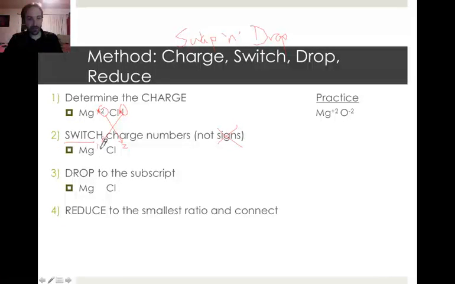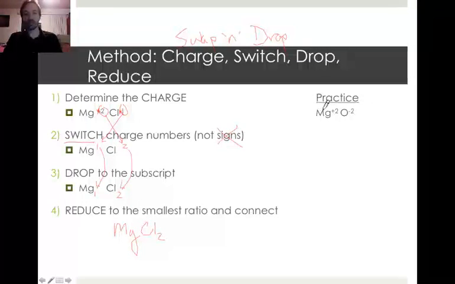Then I drop them down so that they become subscripts, and then I simply put them together. So it'll be magnesium. I don't need to actually write the 1. Remember, as long as I write the symbol, that tells me I have at least one of them. But chlorine, we need 2 of them, so I put the Cl2 there. So this is our formula unit for magnesium chloride, and it is the smallest ratio. It's just a 1 to 2.